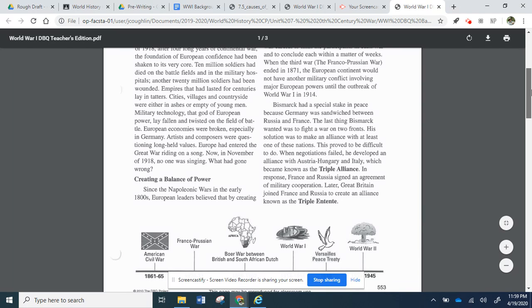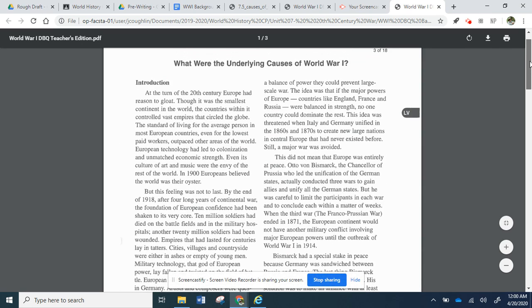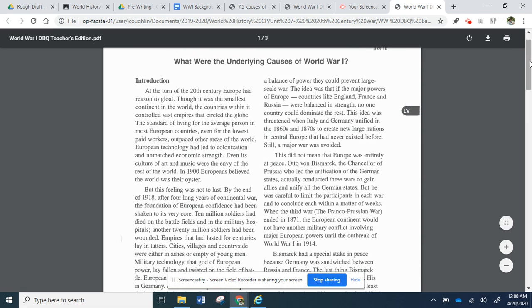Artists and composers were questioning long-held values. Europe had entered the Great War riding on a song. Now in November of 1918, no one was singing. What had gone wrong? Creating a balance of power. Since the Napoleonic Wars in the early 1800s, European leaders believed that by creating a balance of power, they could prevent large-scale war. The idea was that if the major powers of Europe, countries like England, France, and Russia, were balanced in strength, no one country could dominate the rest.